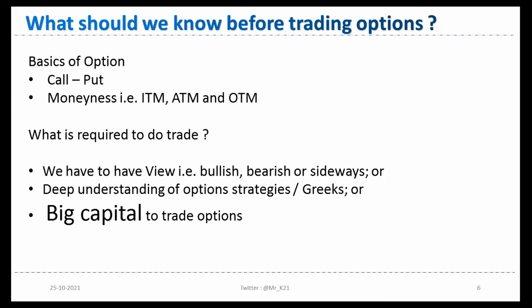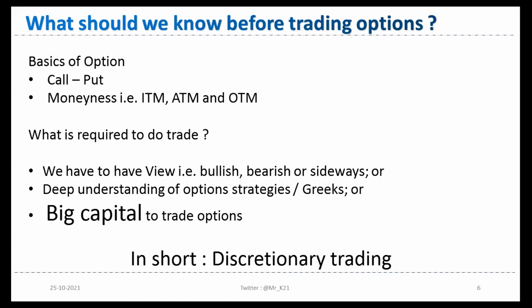Then there are Greek-based strategies, like gamma, theta, rho, vega. These option Greeks are available, and based on those Greeks, you create complex strategies and then earn from them. And lastly, big capital, because when you buy an option, it requires small capital. But when there is a combination of 2 or 3 legs, possibly you are buying one leg and selling another leg, so it requires big capital to trade options.